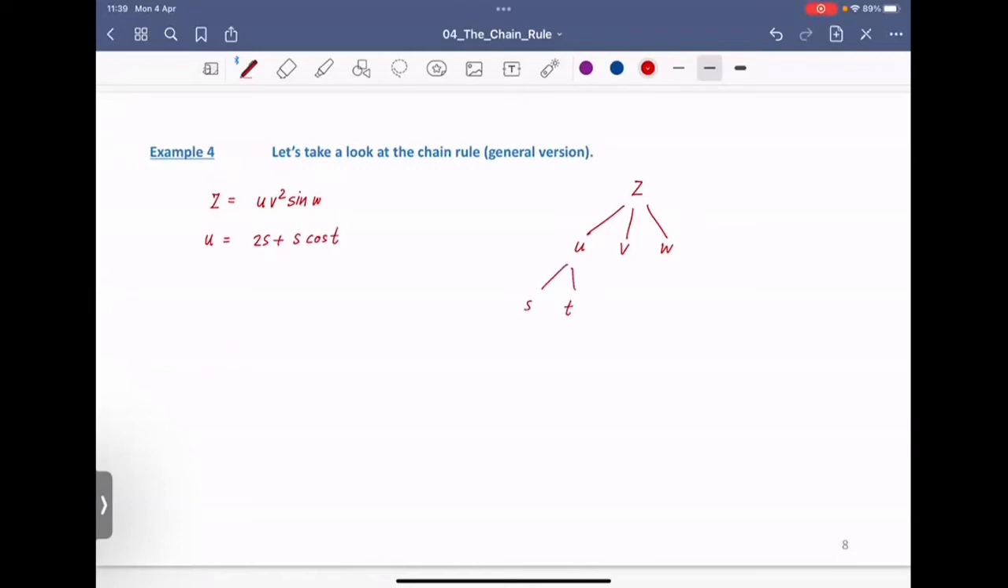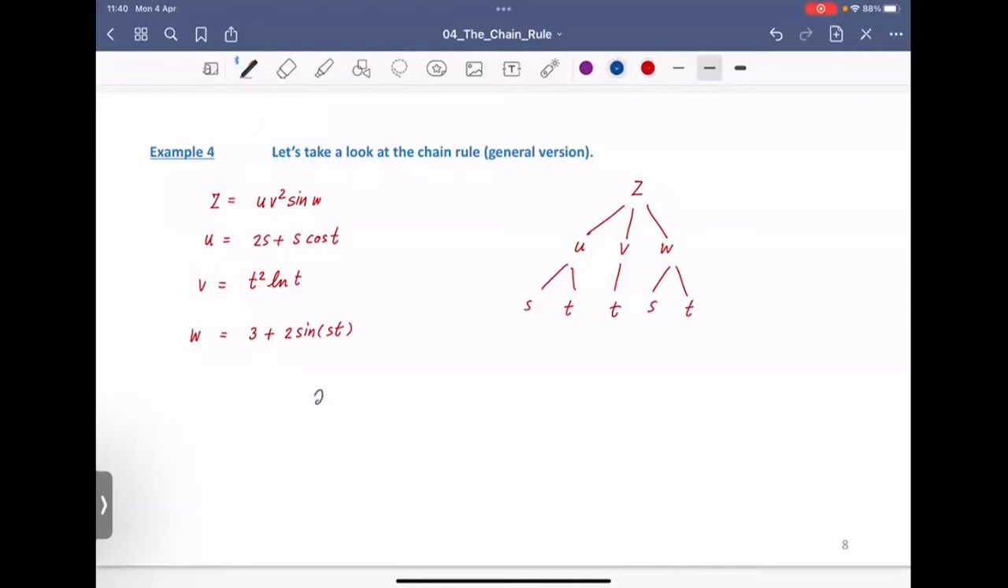And then let's say I have v to be just t. For example, let's say I have t squared log t. So v is going to be just t here. It could be the case that you have only a single variable over there. And then the last one, let's say you have w equal to 3 plus 2 sine st here, which means this is going to have s and t as well. If you have the chain like this, well, more complicated.